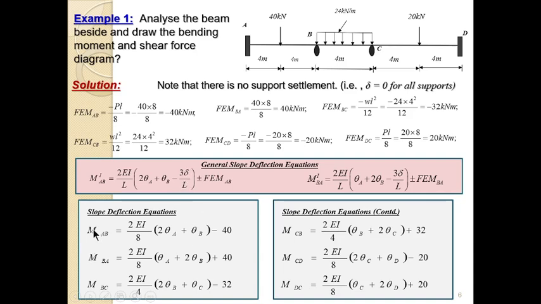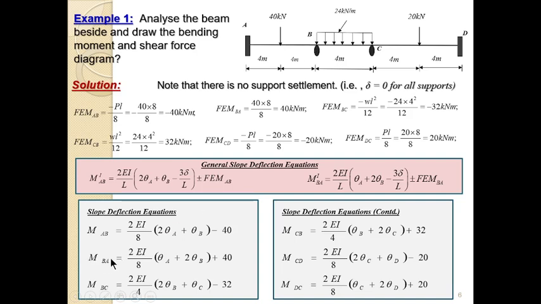So that's why when you come to MAB, you have 2EI over 8, which is L, into 2 theta A plus theta B. The fixed end moment was minus 40, so you substitute the fixed end moment here, minus 40. So this gives us the equation for support moment at A going to B.